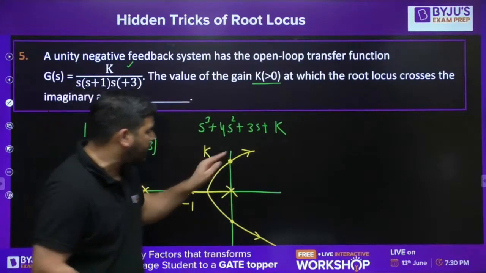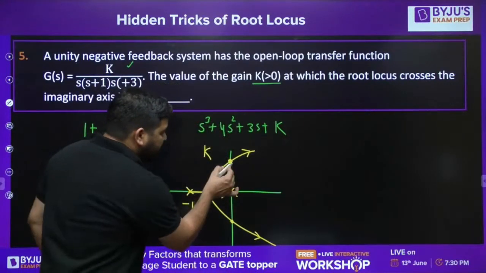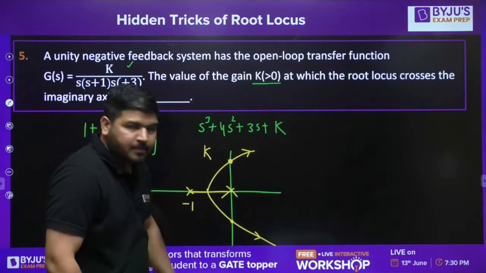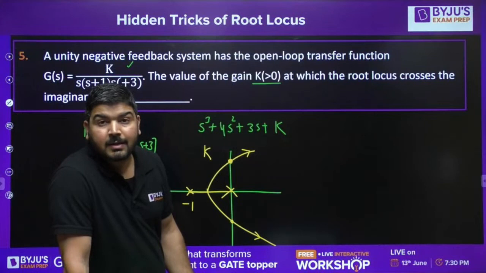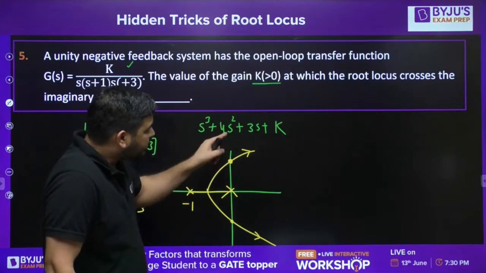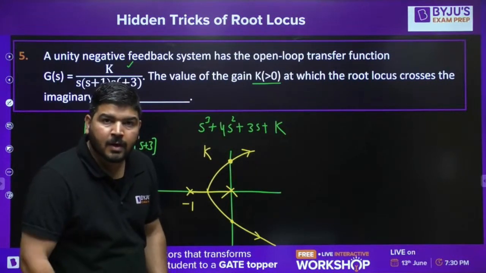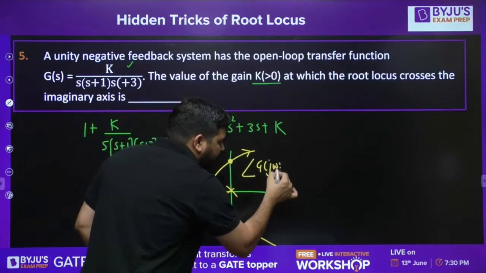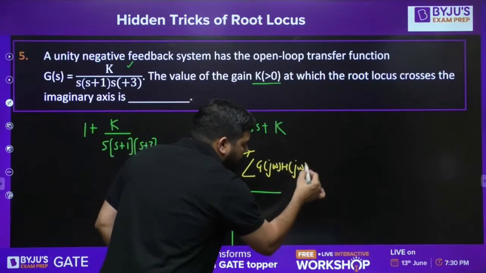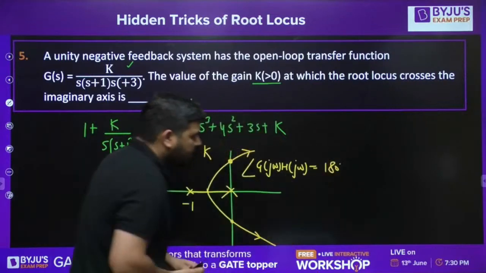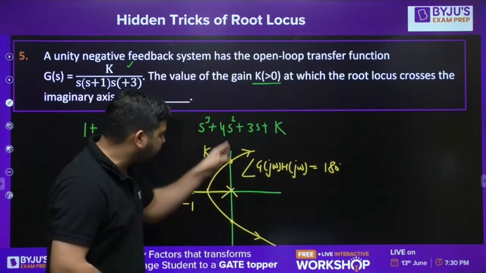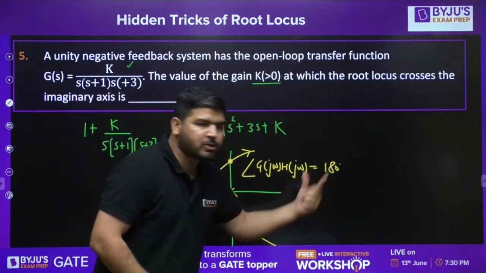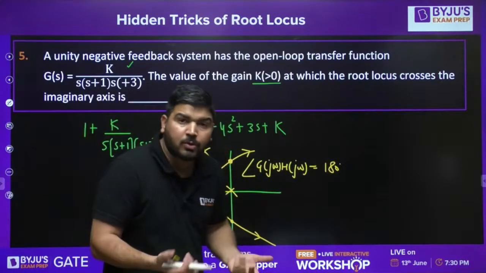Now how to calculate this point? This point satisfies the angle condition. This lies on the imaginary axis and it satisfies the angle condition. It means, at this axis, s is j omega. And at this point, the angle of G(j omega)H(j omega) is equal to 180 degrees, because s is j omega only. On this axis, s is j omega, and at this point, the phase of this quantity has to be 180 degrees, because this point lies on the root locus.